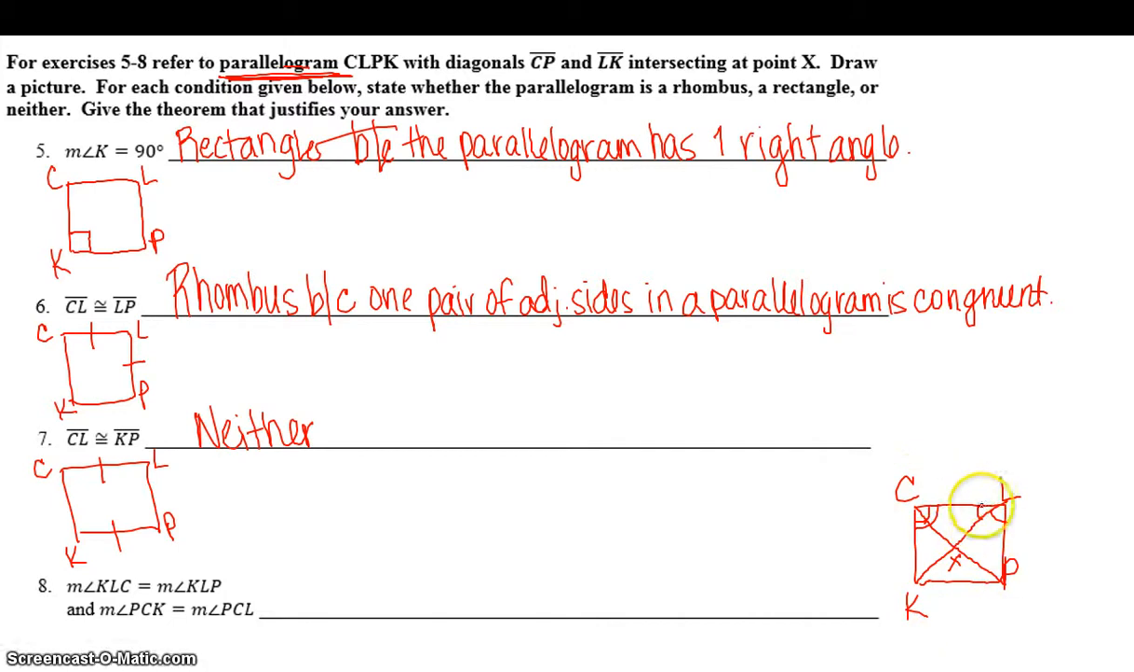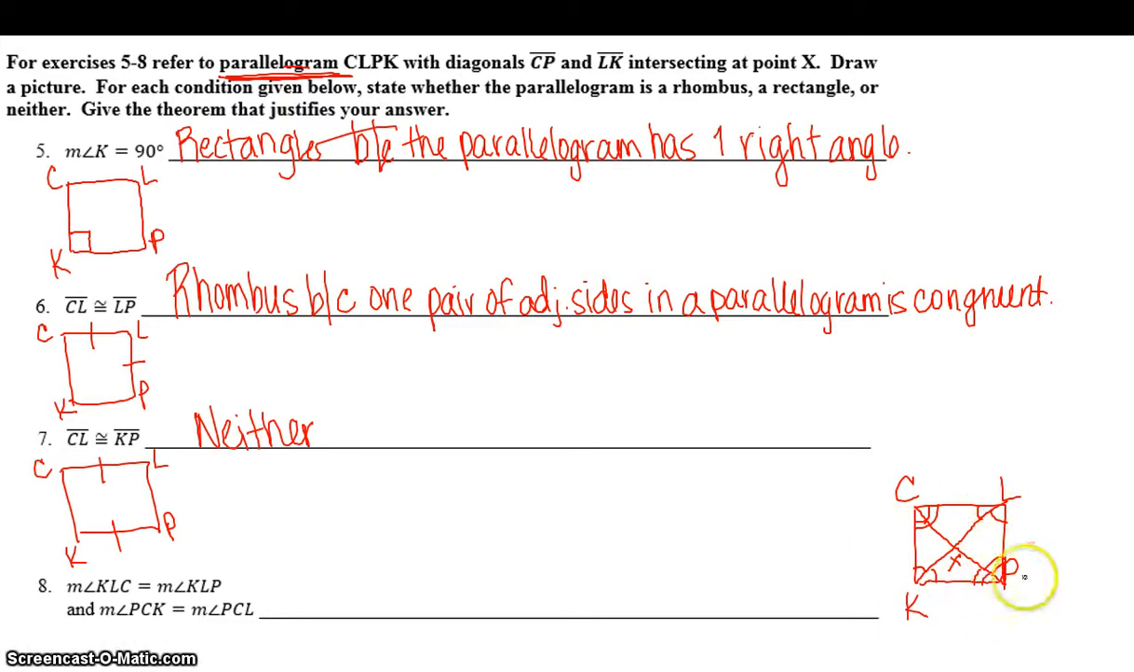Now, since it's a parallelogram, that means this whole angle L is congruent to this whole angle K. So if this diagonal bisects that angle, it's also going to bisect this angle. Even though they didn't tell us that, I'm deducing that from the information given. Since it's a parallelogram, opposite angles are congruent. Same here. This angle C is congruent to this angle P because in a parallelogram, opposite angles are congruent. So if this diagonal bisects this angle, it's also going to bisect this angle.